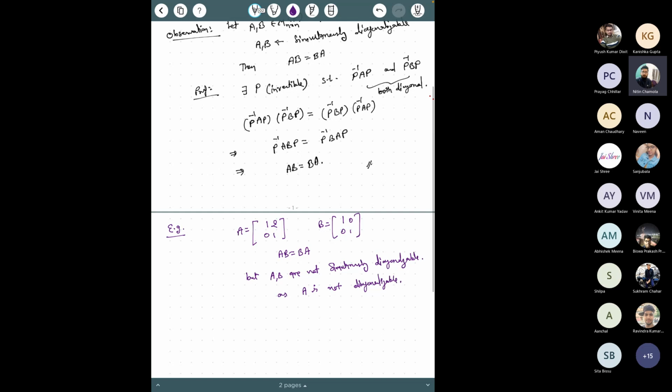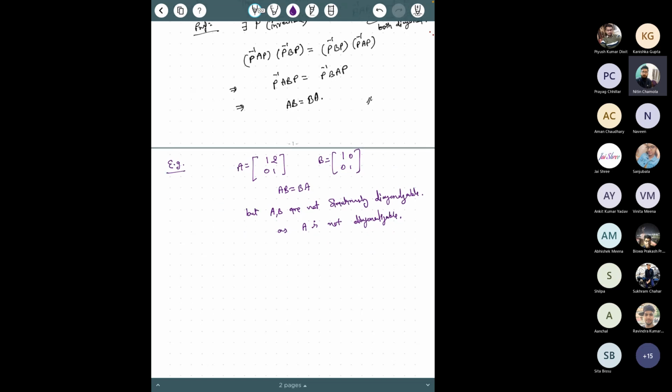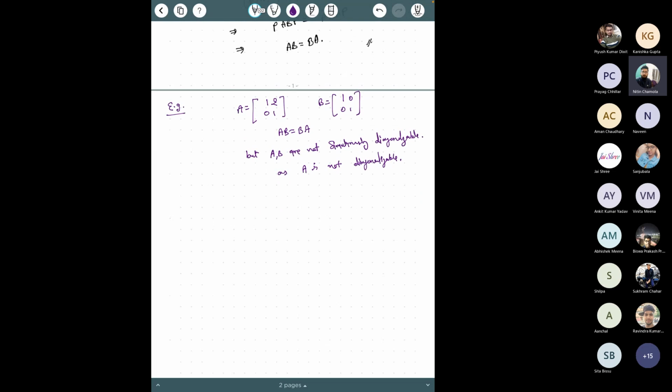So you cannot directly say that the converse is true, but if you add something extra, it works. You can see that this matrix A is not diagonalizable, but B is diagonalizable in this example. If you assume that A and B both are diagonalizable and they commute, then this implies that A and B are simultaneously diagonalizable. This is true, and we will see how to prove it. In order to achieve this proof, I need a lemma, so I will prove it first.